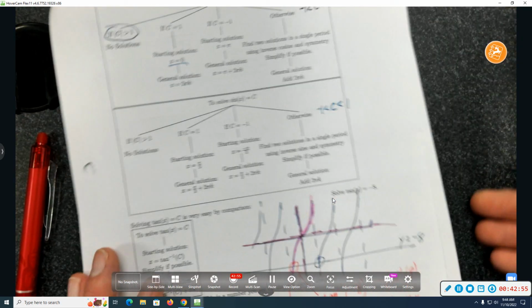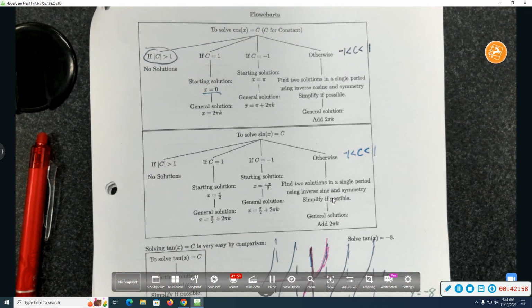So, if that's pulled up on your end, maybe I'll just remind you of these flow charts, right? You want to solve a trig equation. Start by finding some initial solutions using inverse trigonometry and symmetry, and then use periodicity to add something to get all the solutions.